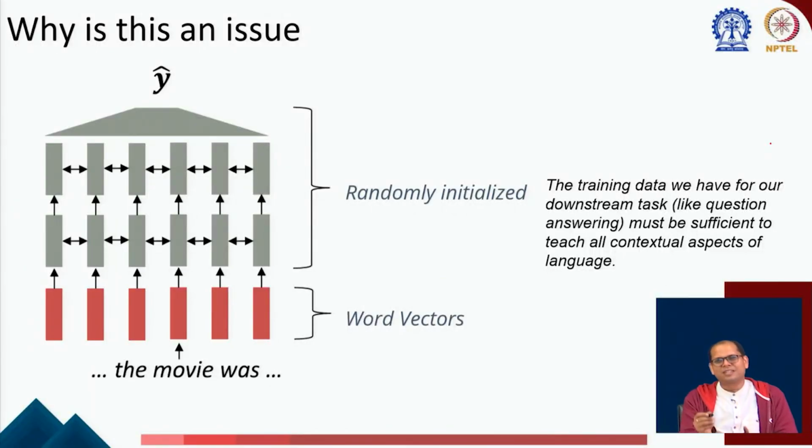So that means you have this large model where, except for the word vectors that you have learned, everything else is randomly initialized, and the training data that we have must be sufficient for learning everything about the task, right? All the contextual aspects of the language you should be able to learn from the training data that you have at your disposal.